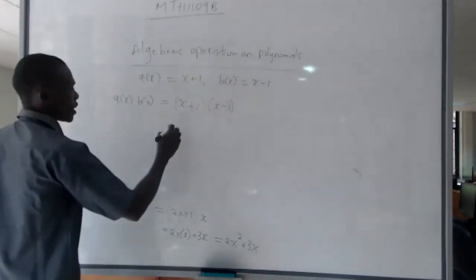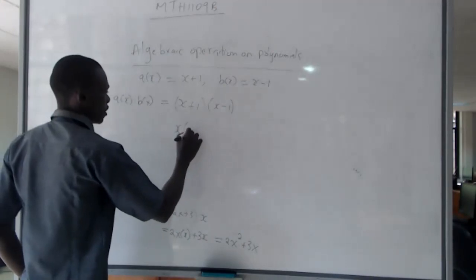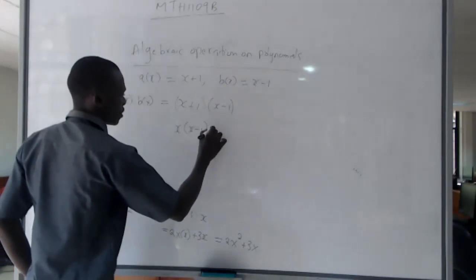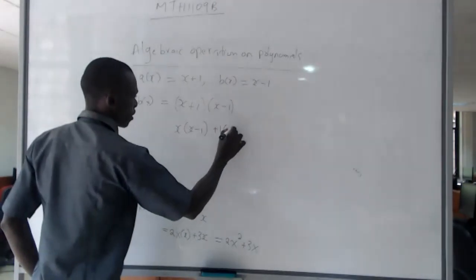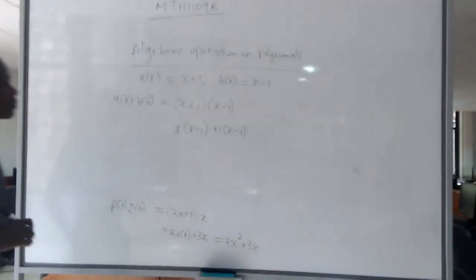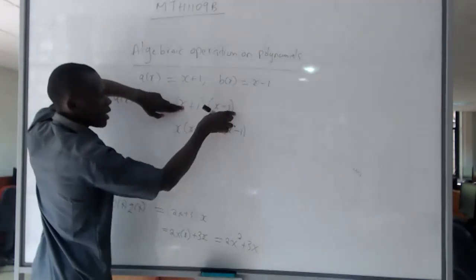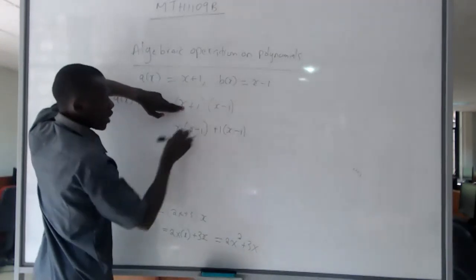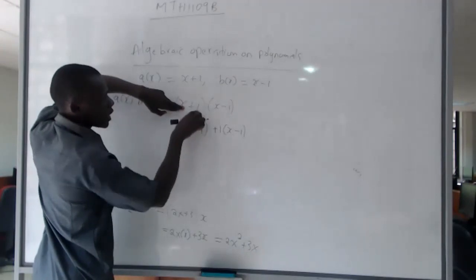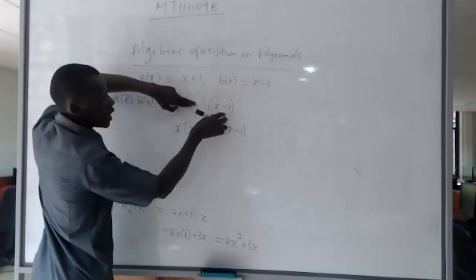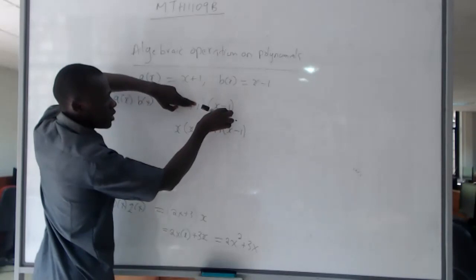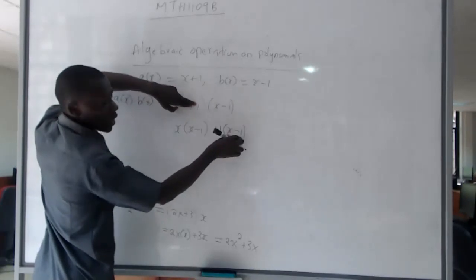So usually you open brackets like this: x times (x minus 1) plus 1 times (x minus 1). The first term is x. I use it to multiply all the terms of the second polynomial, so x times (x minus 1). The second term is 1. I use it to multiply all the terms of the second polynomial, so 1 times (x minus 1).